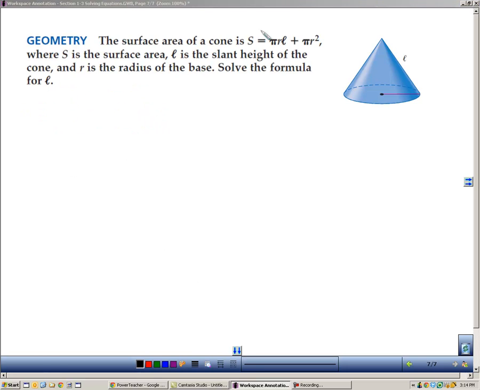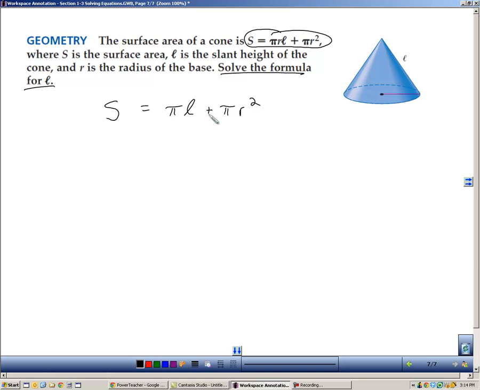Our last slide here has a geometric formula right here. And we're given some information about the formula, and we're asked to solve this formula for L, which means L becomes the letter that I want to isolate. I have to get everything else away from the L, even if it's another variable. So how can I do that using algebra?